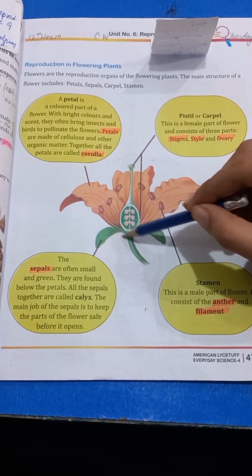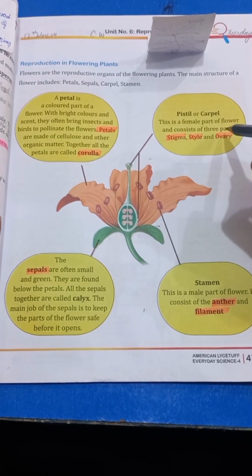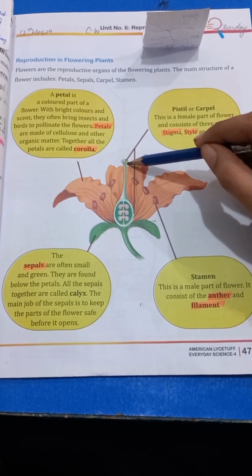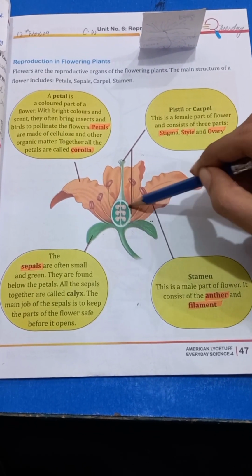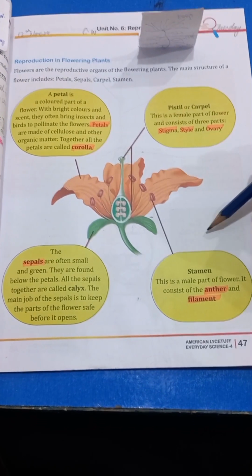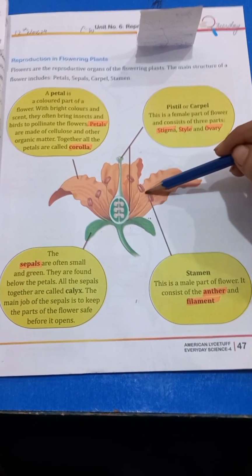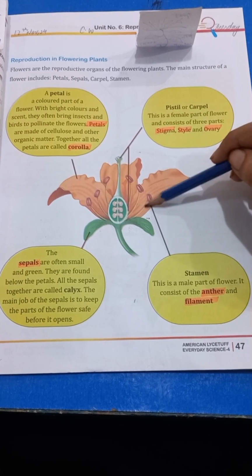After that, the female reproductive part, which is the pistil or carpel. This is the female part of the flower and consists of three parts: the stigma, the style, and the ovary. After that, we have the stamen. This is the male part of the flower, and it consists of the anther and the thread-like filament.